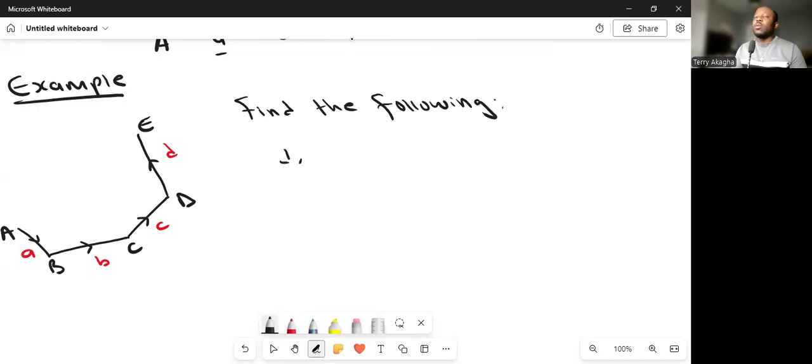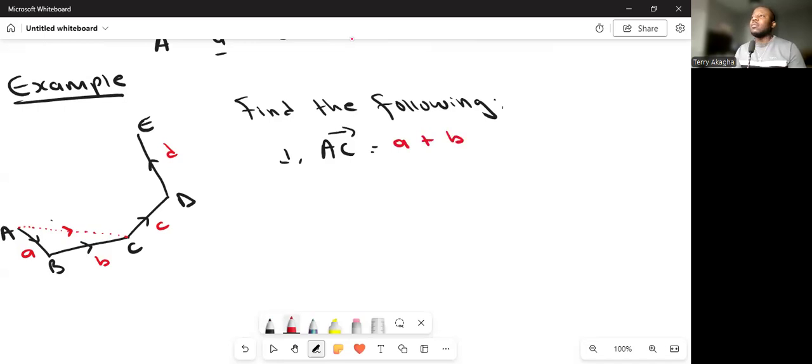So number one, you're told to find vector AC. Okay, so vector AC. So you want to move from A to C. So that means we're looking for A to C. So you draw a line from where you want to go to. Are you seeing it? A to C. So you want to move from A all the way to C. So it's the same thing as going from A to B and B to C. Are you seeing it? So it's going to be equal to A plus B.